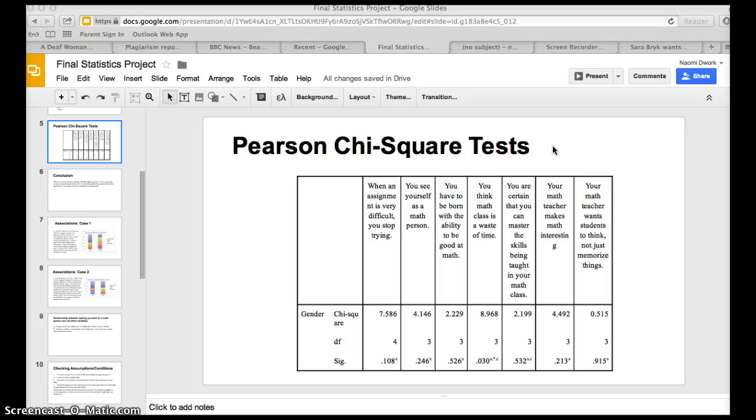So here's a graph of the results of our chi-square test. And along the top we have each of the variables comparing against gender. And it shows the chi-square test, the degrees of freedom, and the significance level, which is right there. If we look closely, 2 variables seem to show an association when compared to gender. The first one is: when an assignment is very difficult, you stop trying. And then the second one is you think math class is a waste of time.